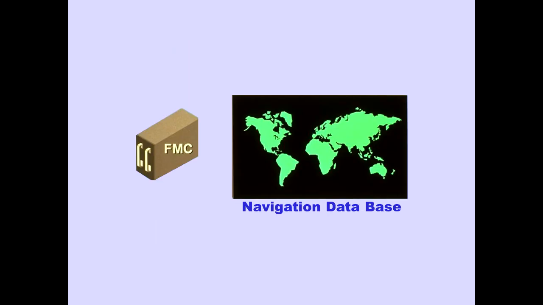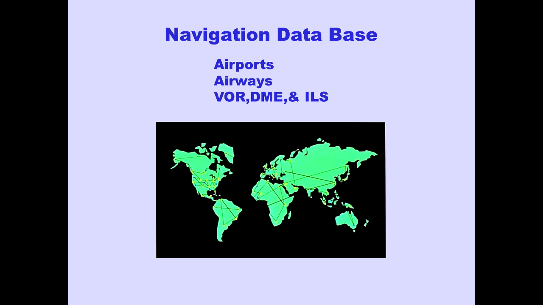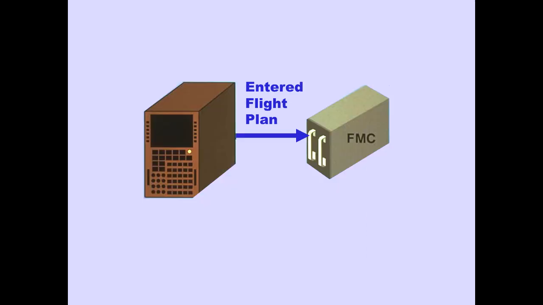Contained within each FMC is a navigation database. The navigation database contains all the information necessary for worldwide navigation. The data includes airports, airways, and navigation radio stations. The FMC receives the flight plan from the FMS CDU. Flight plan entry is covered in FMS pre-flight.